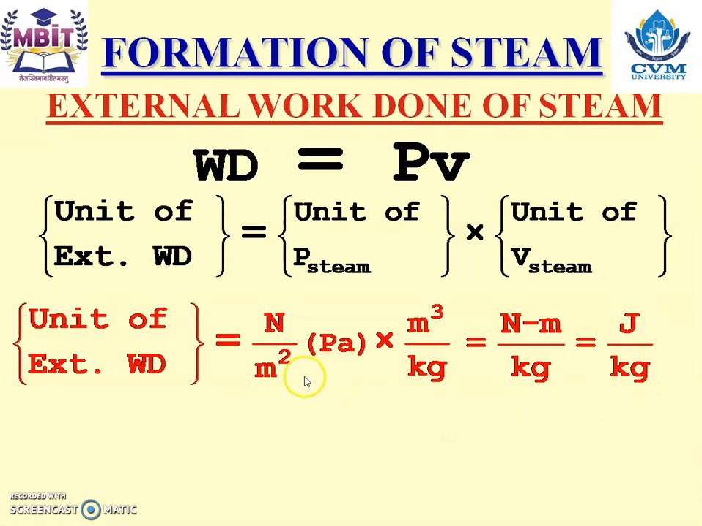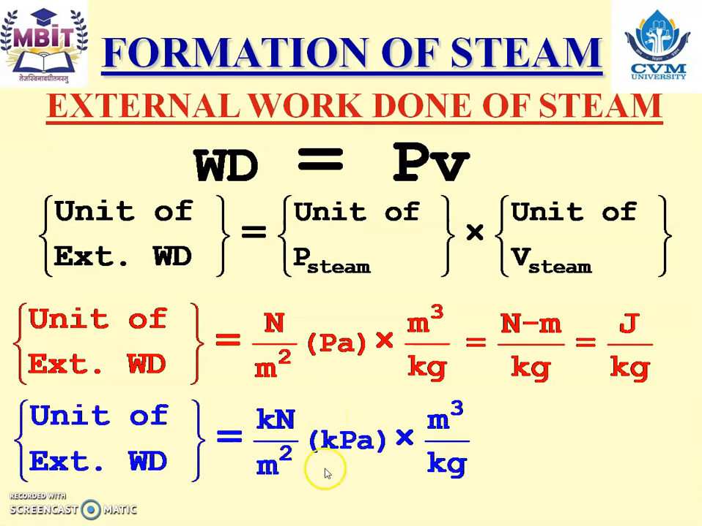Now if we substitute pressure in kilopascal, the unit of external work done is equal to kilonewton per meter square. It means if pressure is in kilopascal, then multiply by the unit of specific volume of steam, that is meter cube per kg. Again meter square cancels, so it is kilonewton into meter divided by kg, so it is kilojoule per kg. So the unit of work done is joule per kg or kilojoule per kg.